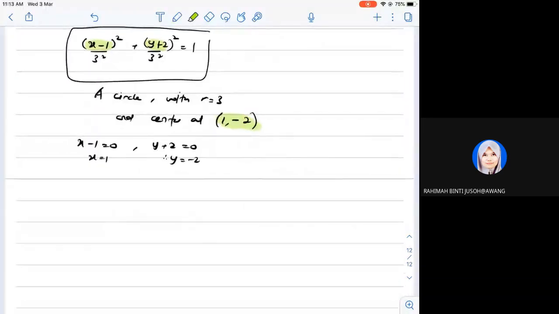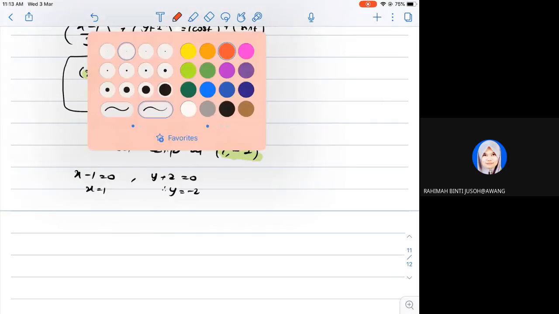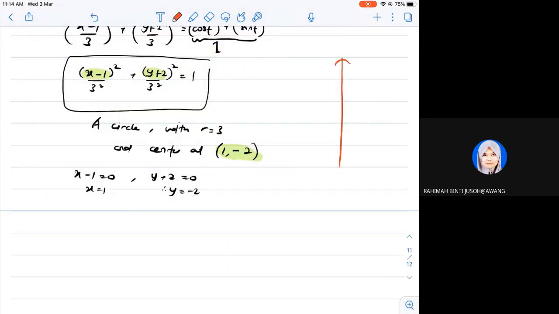So, bila nak sketch graph ni, we will have xy, okay, 1 negative 2. 1 negative 2. So 1 negative 2 kat mana? Sini 1 negative 2. Let's say 1 negative 2 here. And the radius is 3. So you akan dapat satu. Ni center baru tau. So bulatan tu seems like this lah. You agak-agak lah. Dia macam tu.